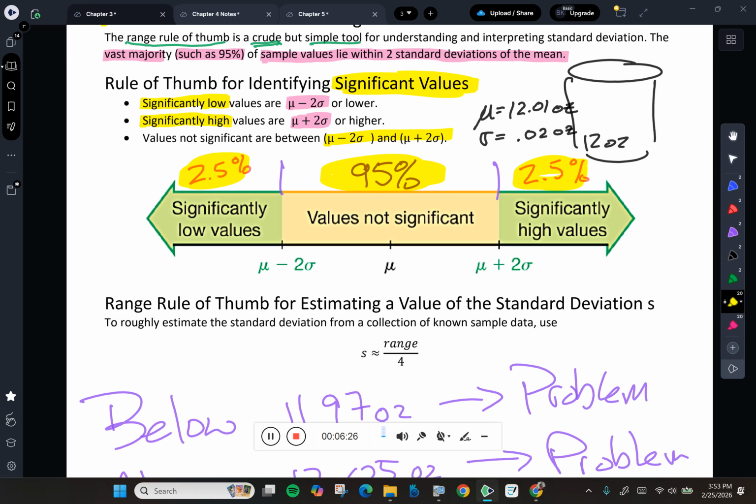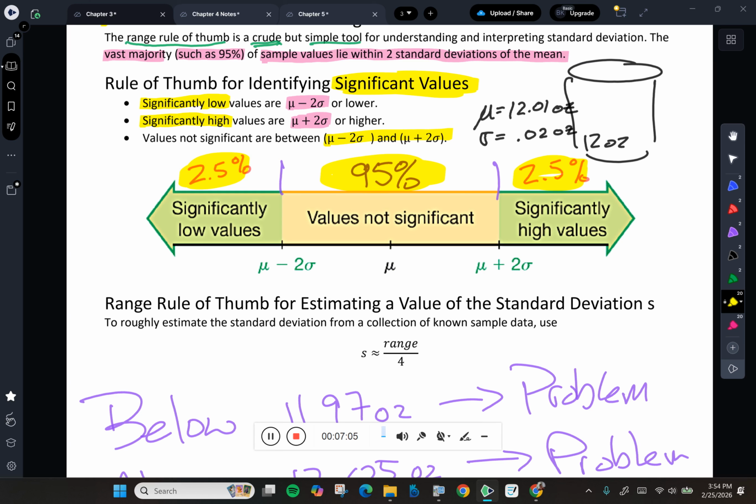And that's going to keep coming back again and again, where we're going to have these scenarios where we're going to say, hey, go measure that. What do you think about your measurement? Is your measurement not significant, or is it significant? And in general, 95% of the time, your value should not be significant, and only about 5% of the time should it be significant, with about 2.5% of the time it being significantly low, and 2.5% of the time being significantly high.